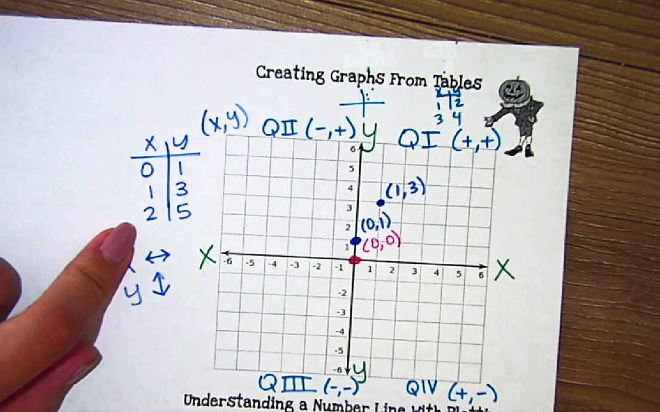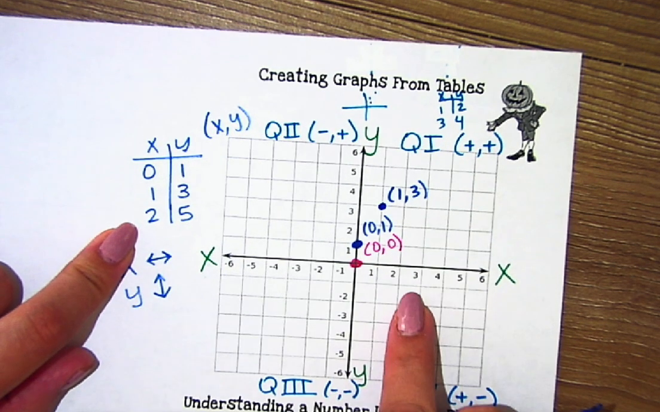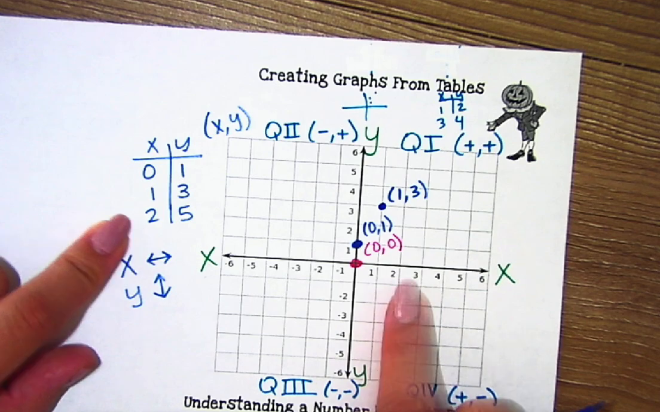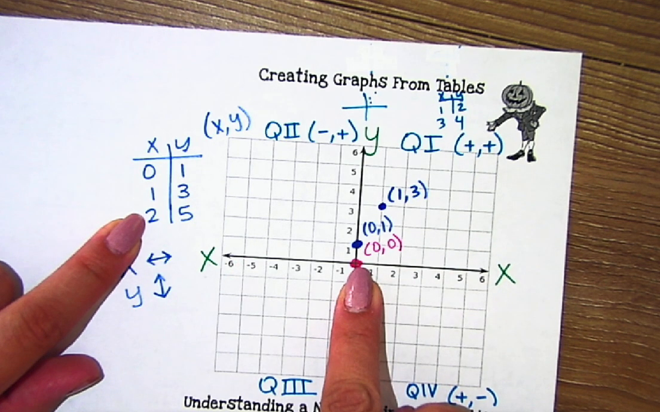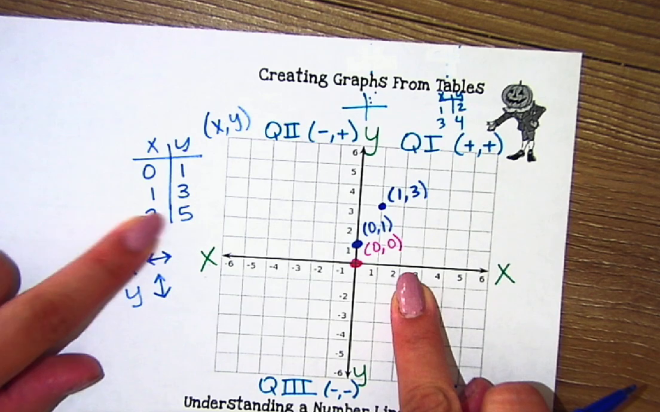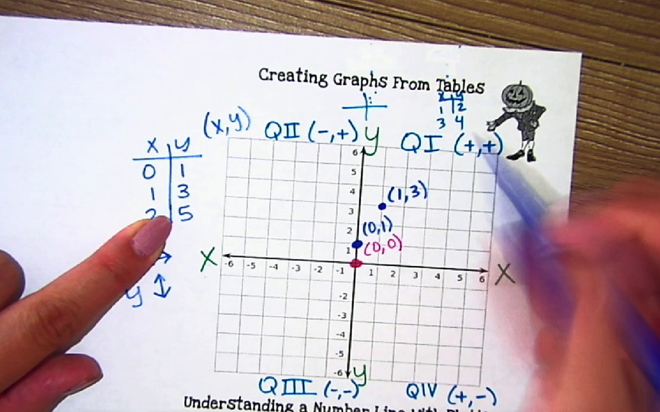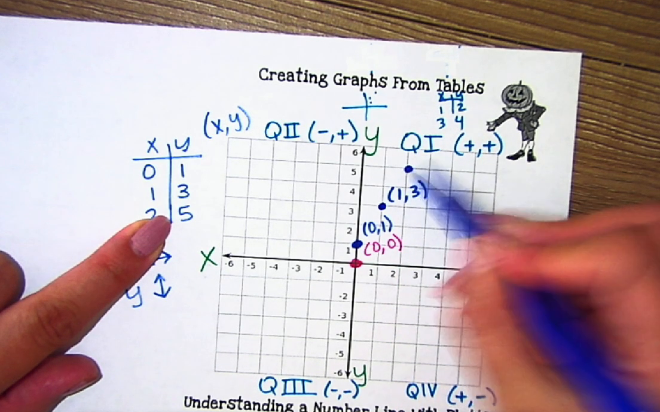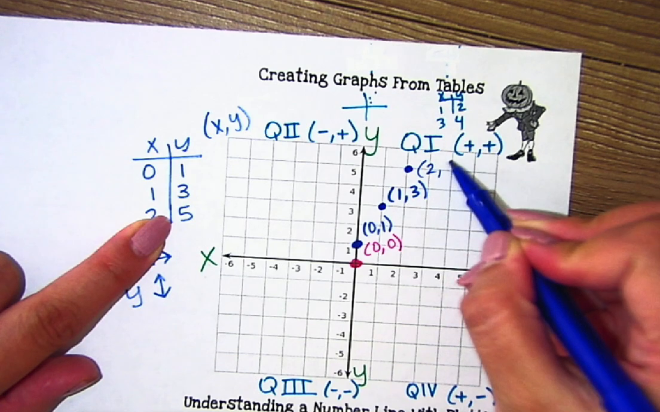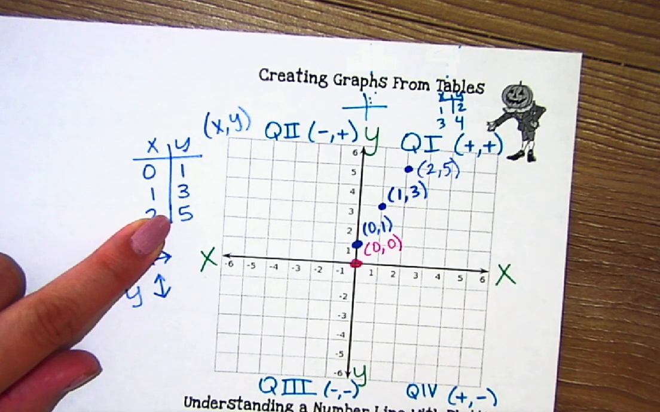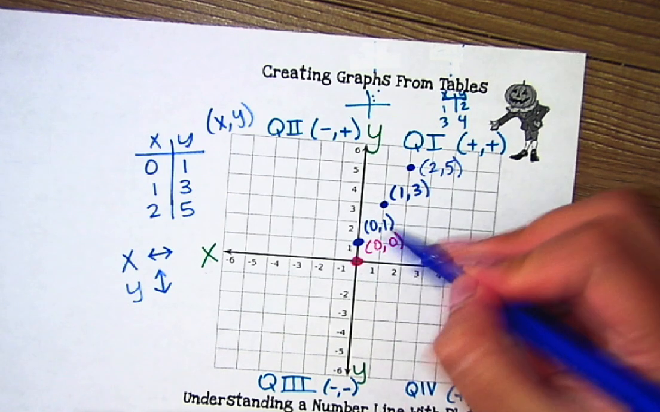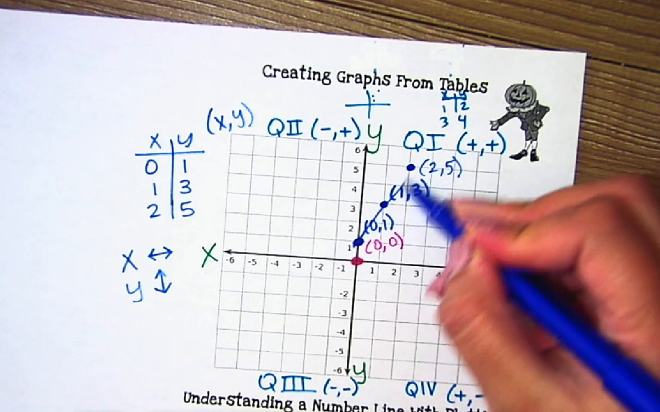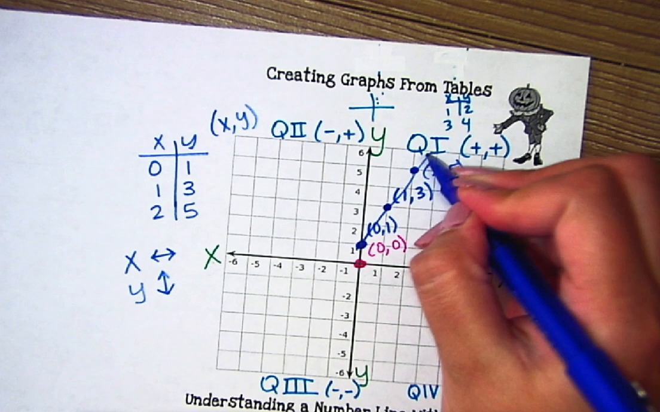Okay, and we'll do the last one. The last one is 2 and 5. So I'm going to start with my x-axis first. Starting at the origin, it says to go to 2 and then go up to 5. So this is where my point is going to land. 2 and 5. Okay, so if I want to, I can connect it, and it's going up.